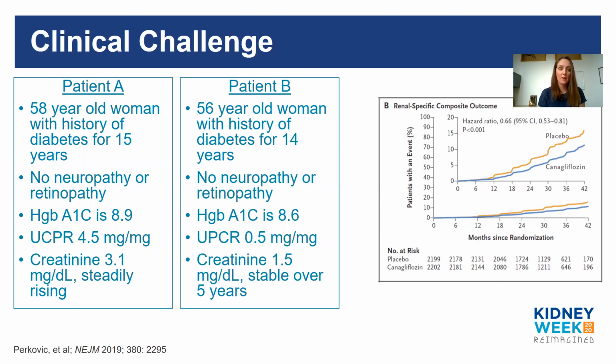So for example, two of my own patients, they're both women in their mid-50s who've had diabetes for over a decade. Neither one of them has symptomatic neuropathy or retinopathy. Their A1Cs have not been optimally controlled, yet patient A is spilling a lot of protein in her urine and her kidney function is steadily declining. Whereas my other patient has always had relatively low amounts of protein in their urine and has had a stable creatinine for many years.